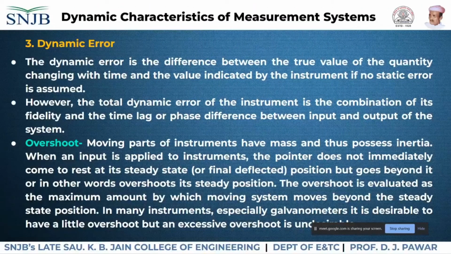Third one, dynamic error. The dynamic error is the difference between the true value of quantity changing with the time and the value indicated by instrument if no static error is assumed.